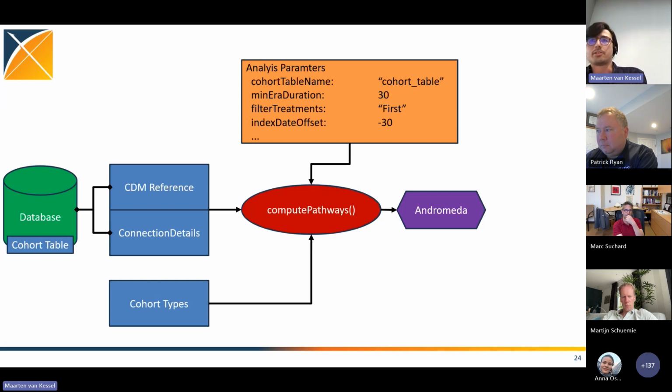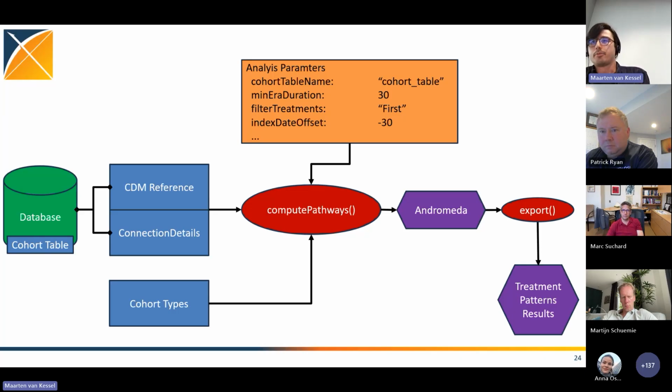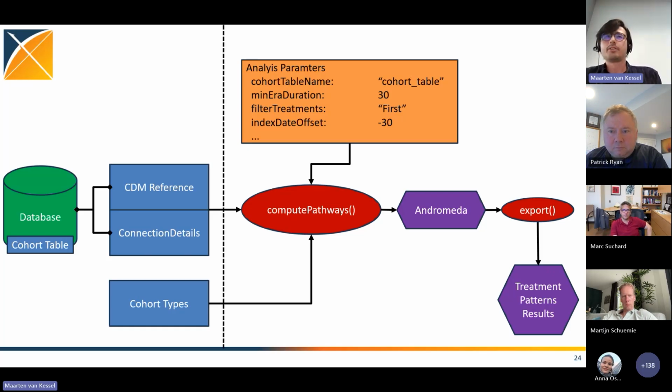So all the intermediate objects will be stored in there. This object we can then export to a TreatmentPatterns result object, which in the later version of TreatmentPatterns is an R6 object, which has attached methods to export it, save CSV files, or upload it to a database. We will look at that in a second. So really on the left-hand side, you have everything that you do outside, and on the right-hand side, we have everything that we do with TreatmentPatterns.